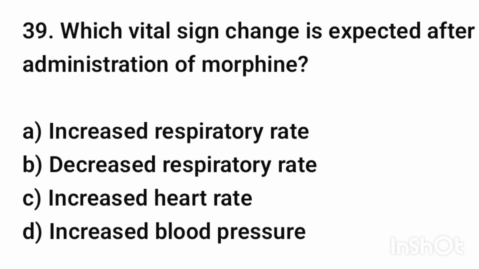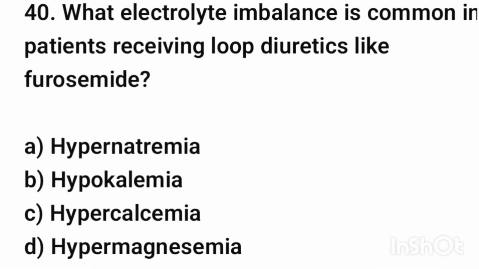Question number 39. Which vital sign change is expected after administration of morphine? The correct answer is option B, decreased respiratory rate. Question number 40. What electrolyte imbalance is common in a patient receiving a loop diuretic like furosemide? The correct answer is option B, hypokalemia.